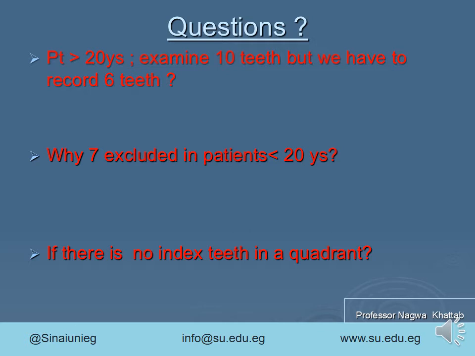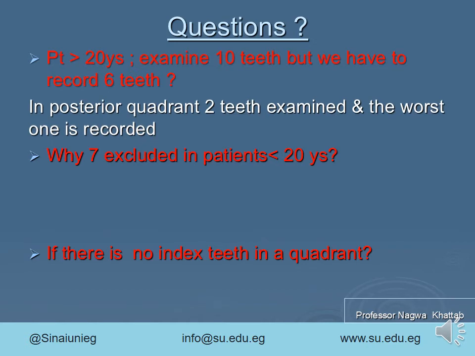What do I do if I don't have an index tooth in this quadrant or index teeth in this quadrant? First, we have rules that there must be a tooth representing each quadrant. So now I already have 10 teeth, but in the posterior quadrant I have 2 molars. So I will record the central for the anterior quadrant upper or lower, but I will examine 6 and 7 and record the worst. So for the posterior quadrant, the 2 teeth will be examined and the worst only is recorded.